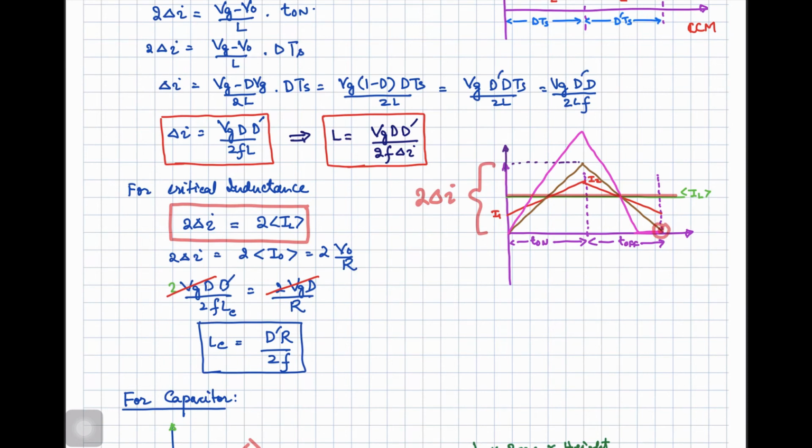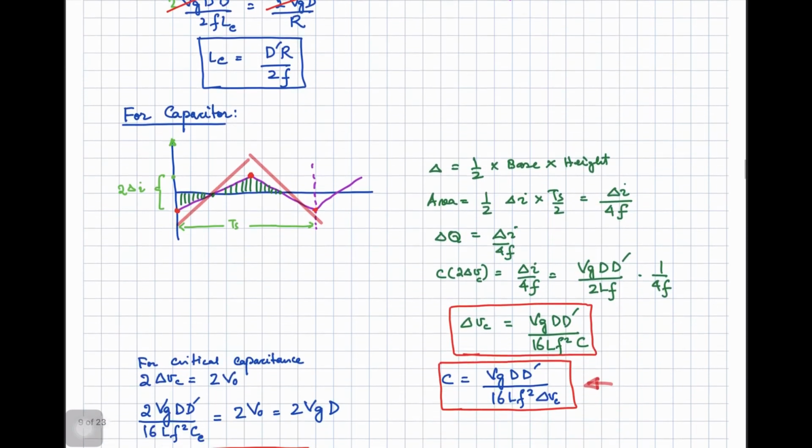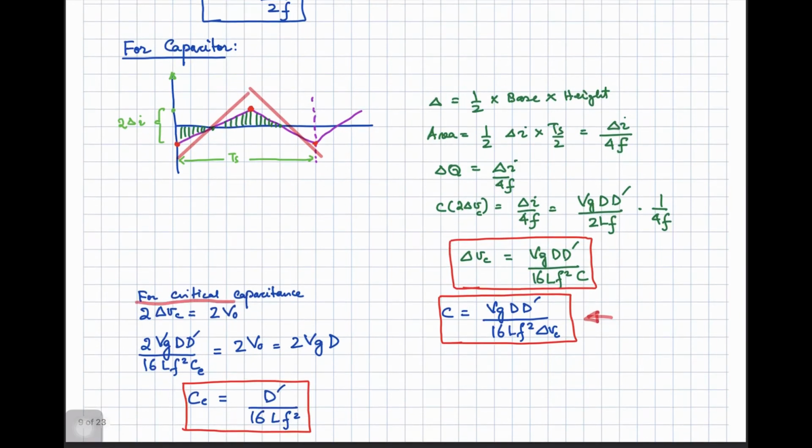The same condition can be applied for the capacitor, that 2 into delta Vc should be equal to 2 V naught, where V naught is the average value of the capacitor voltage or the load voltage, because the capacitor is connected in parallel to the load. So using this condition, taking the value of the delta Vc from this equation and simplifying that, you can find out the value of the critical capacitance, so that is given by this expression.